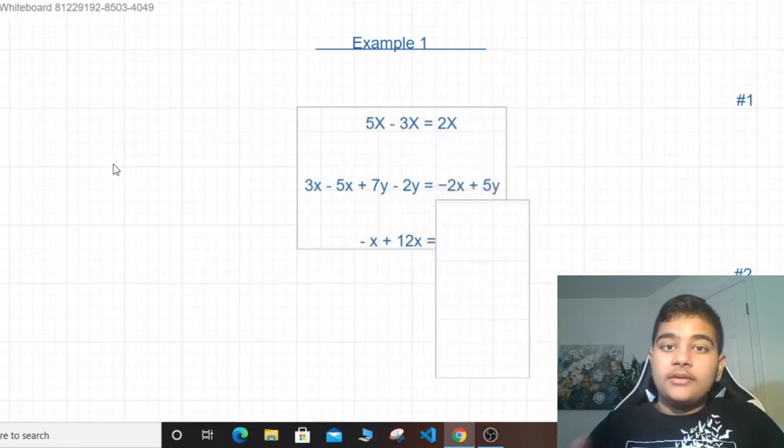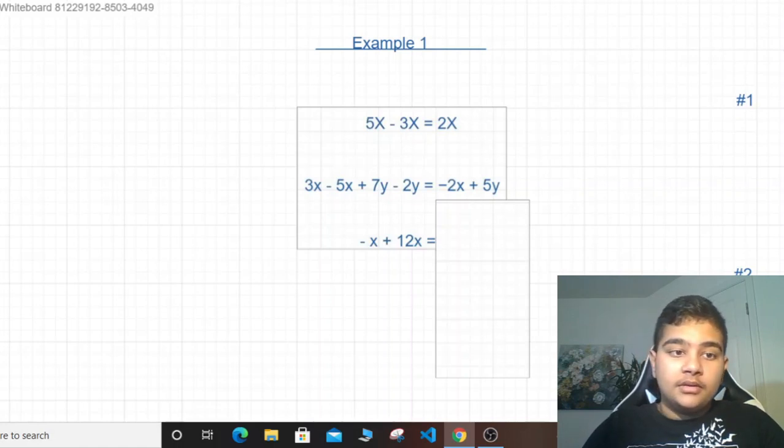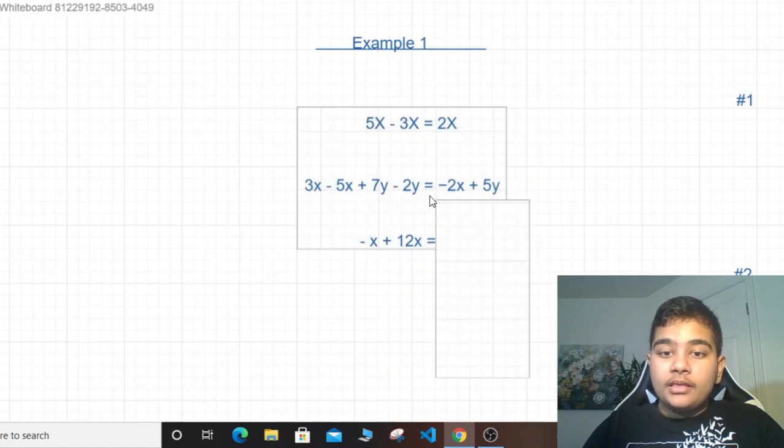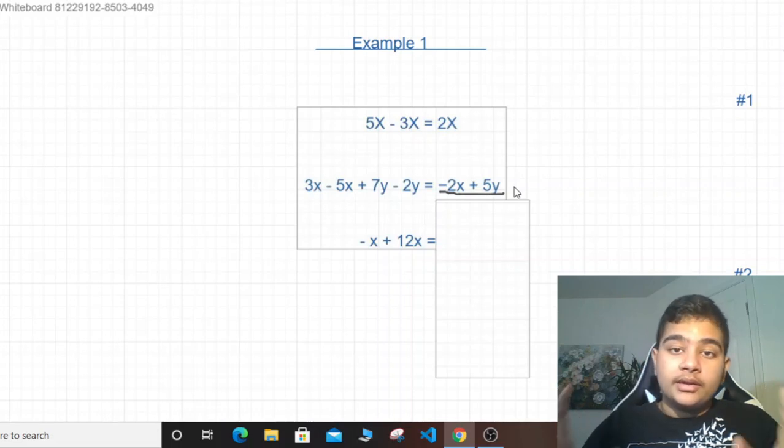And as you can see, if you had any confusion, this would be our final answer. This right here would be our final answer because the two different variables cannot interact with each other.